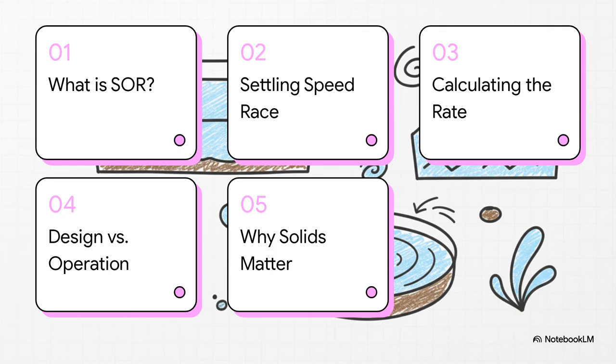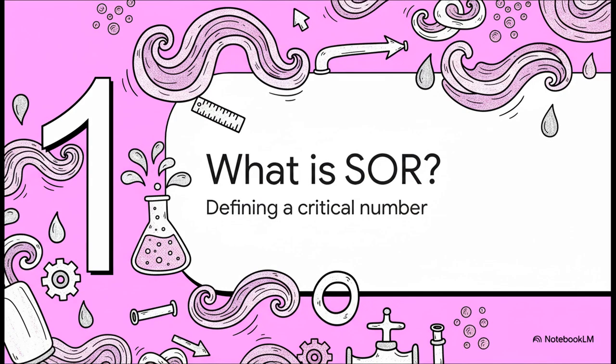So here's how we're going to break it all down. First, we'll define what surface overflow rate even is. Then, we'll get into a really cool analogy, the settling speed race. After that, we'll look at the simple math behind it, see how it's used for both design and day-to-day operations, and finally, explore why the type of gunk we're removing makes all the difference. All right, let's get started.